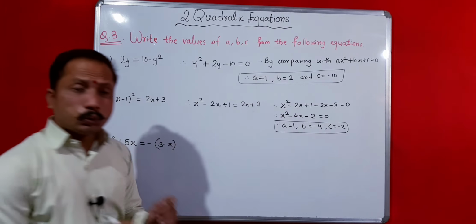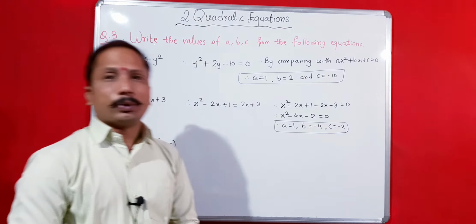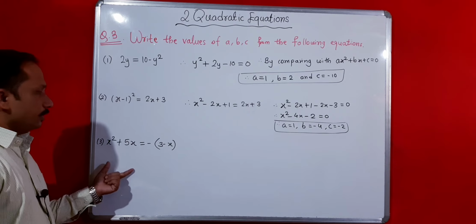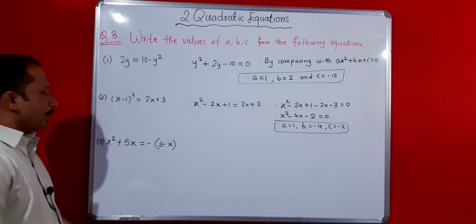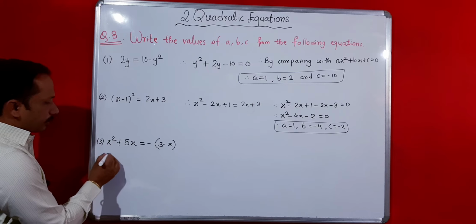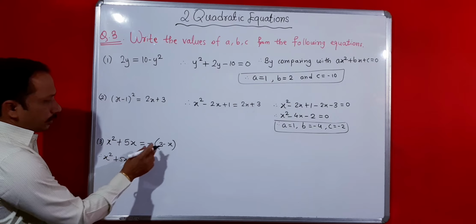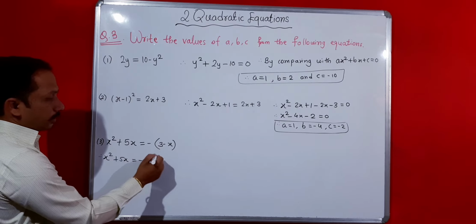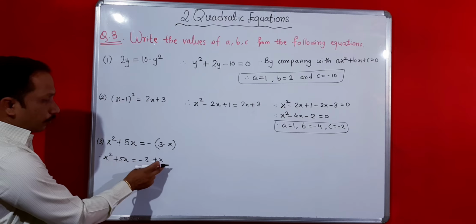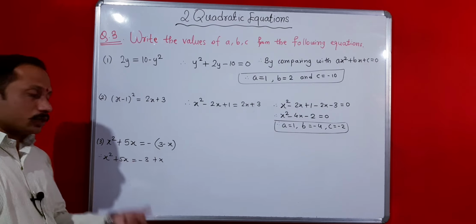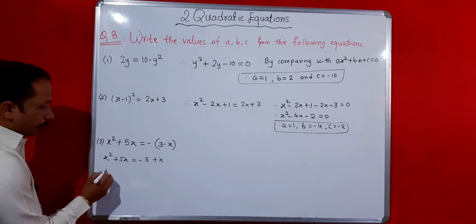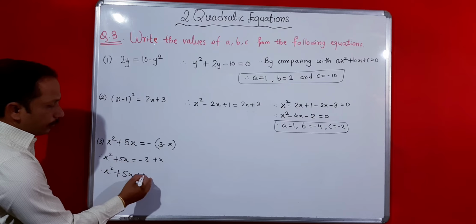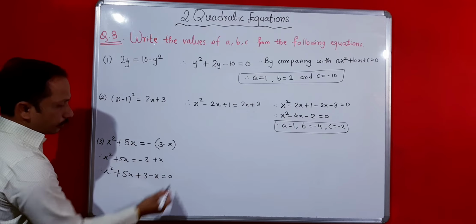You have to just do the calculation properly, and you'll get the proper values for a, b and c. Now the third equation is there. First we'll solve this bracket, and then we'll proceed to the next step. Therefore x square plus 5x, this bracket I will solve first, is equal to, this minus sign is there, so minus 3 and plus x. Now the plus x minus 3 on the RHS, we will take to the LHS. Therefore x square plus 5x, this minus 3 will be plus 3, and this plus x will be minus x, is equal to 0.